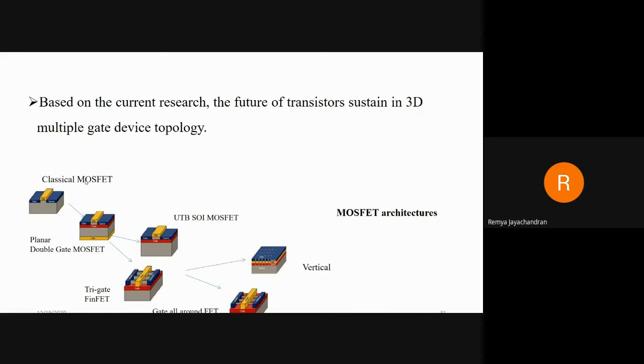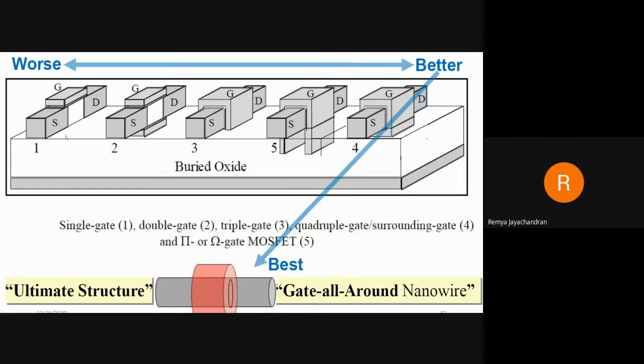Now the conventional MOSFET is replaced by these multiple gate devices. So you can see the different multiple gate structures here. The first one is the single gate, the second one is the double gate, so it has better control over the channel. And this is the triple gate. Compared to the double gate, the triple gate has more control over the channel. Then the pi structure and the gate all around structure, that's a quadruple structure, the surround gate structure. And finally, the gate all around nanowire structure.